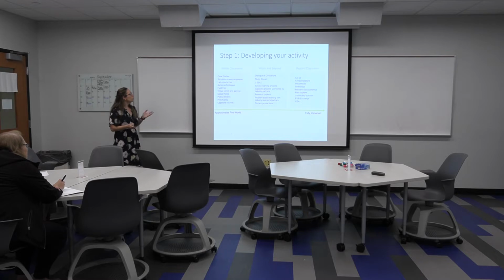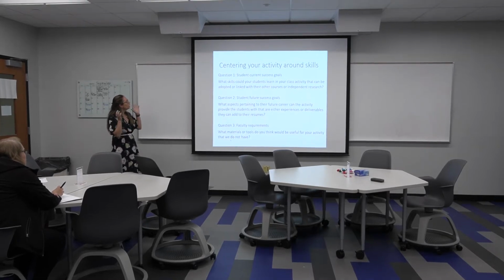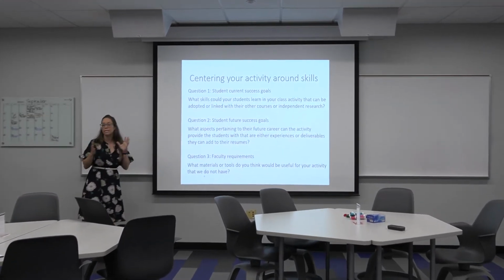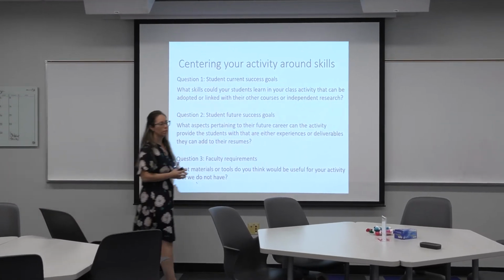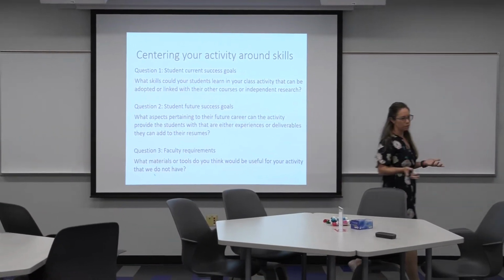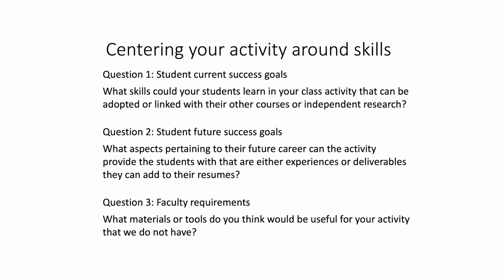So one of the things I want you guys to think a little bit about is how do we center our activities around skills that we want our students to have, right? And so one of the things I want us to do first as a group is think about activities that we can all collectively think about that are going to give our students skills that they can have currently that make them successful, right? Also in the future as they go out into the world. And then I also want us to think about some faculty requirements. So this is something that I want you guys to think about before we even jump into talking about endorsements. I want you guys to collectively think about this idea.